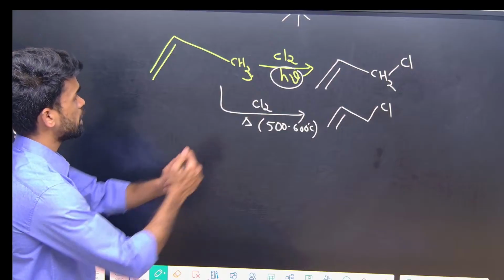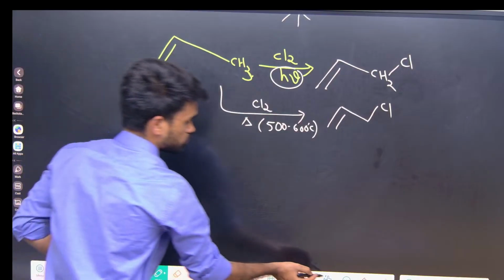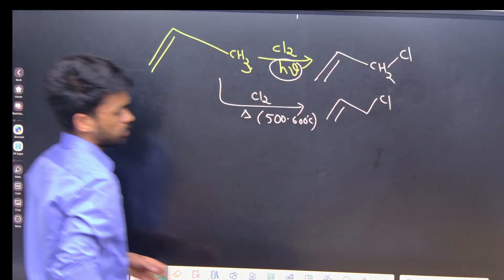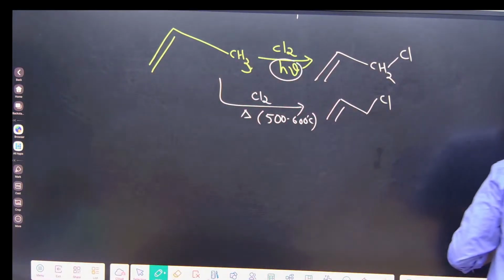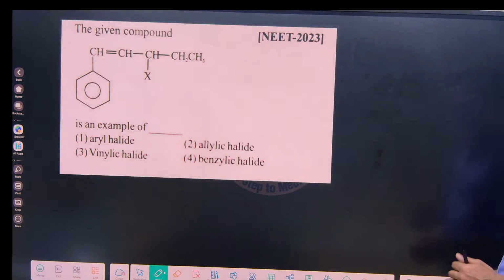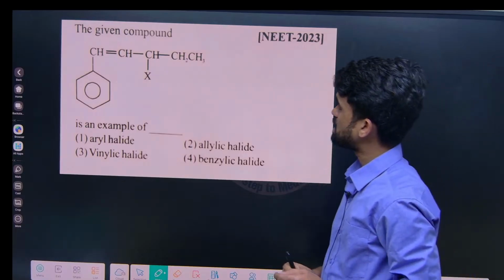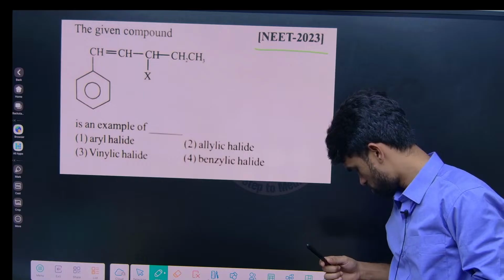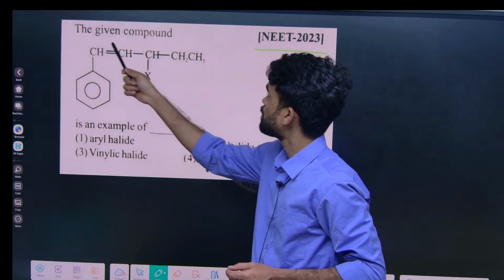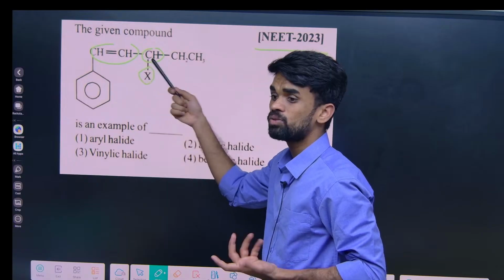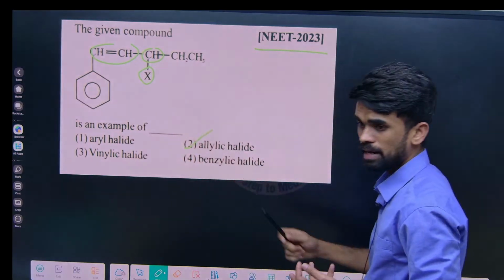Yeah, next reactions will be discussed. Clear up to here? So tell me, the given compound is an example of, this is a NEET, very simple question. Allylic halide. How? Double bonded carbons, the adjacent carbon is there on which halogen is present. So which one is it? Allylic halide.